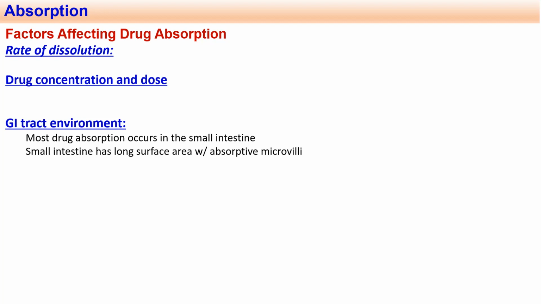Digestive motility may slow or speed the drug absorption. The fatty foods in the stomach will slow drug absorption. This is one of the very important concepts as we discuss absorption: the fatty foods in the stomach will slow the drug absorption. And the food in the stomach will decrease nausea and vomiting, but it will slow drug absorption at the same time.